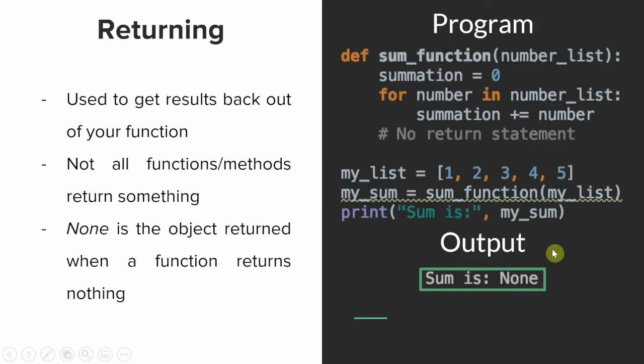Now, returning something that we've already touched upon, it's used to get your results back out of your function. If we look at this code here, it's pretty much the same as before, except there is no return statement.